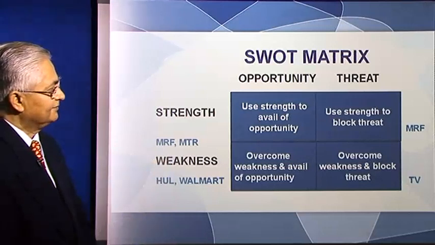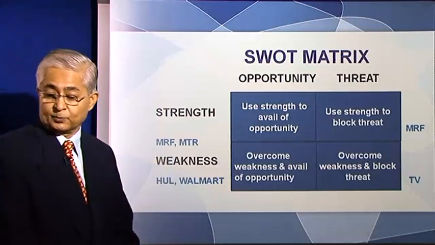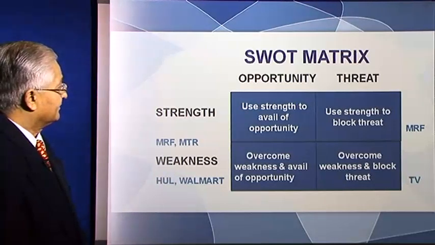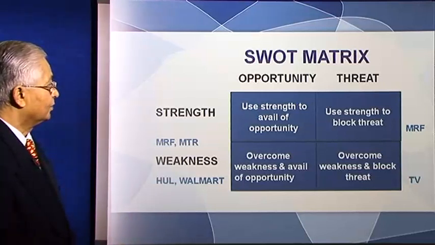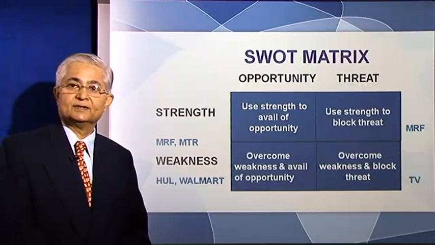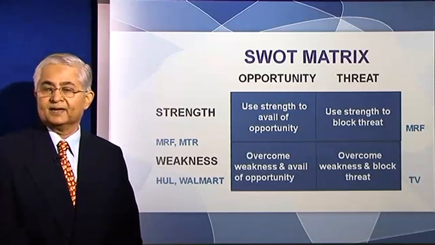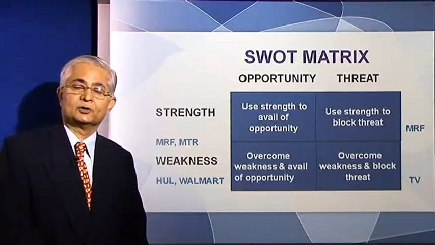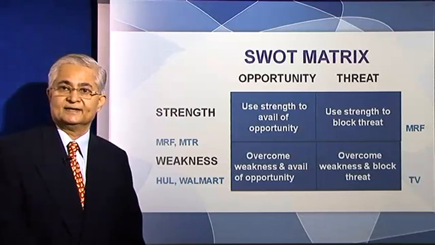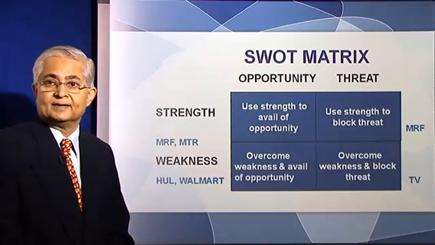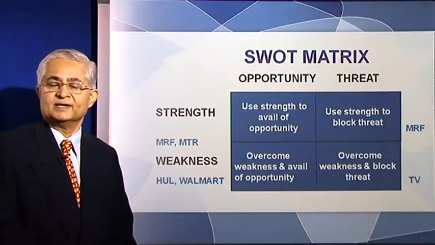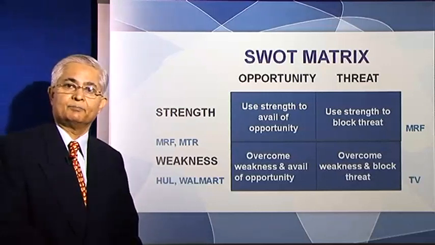Now let's look at the fourth cell of the SWOT matrix. Here we have an interesting situation where we need to overcome weaknesses to block a threat. Now, when the Indian economy was liberalized in the early 90s, slowly foreign goods started coming into India and foreign brands became popular in India.